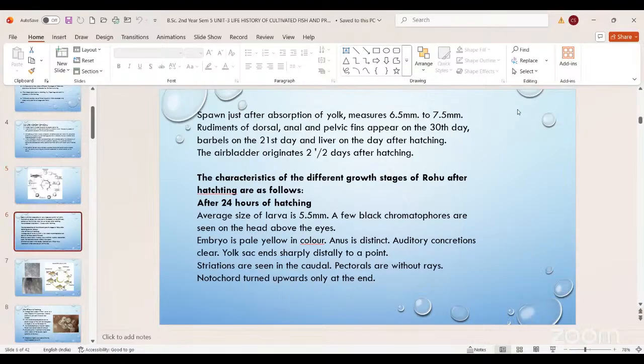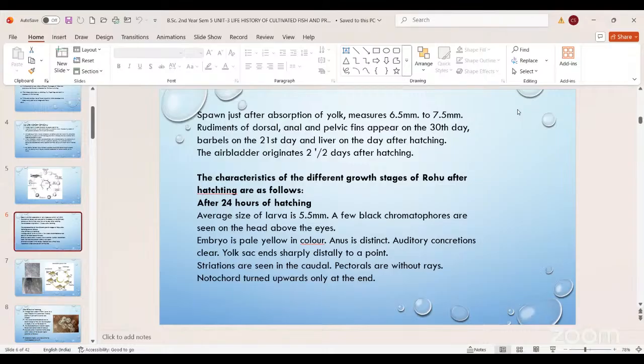Spawn just after absorption of yolk measures 6.5 mm to 7.5 mm. Rudiments of dorsal, anal, and pelvic fins appear on the 30th day, barbels on the 21st day, and liver on the day after hatching. The air bladder originates 2 days after hatching. Now let us see the characteristics of the different growth stages of rohu after hatching.